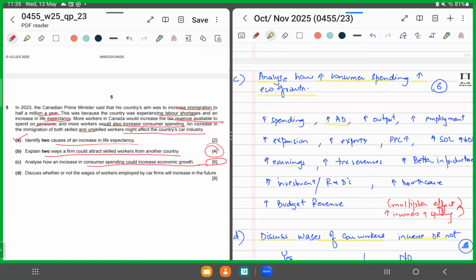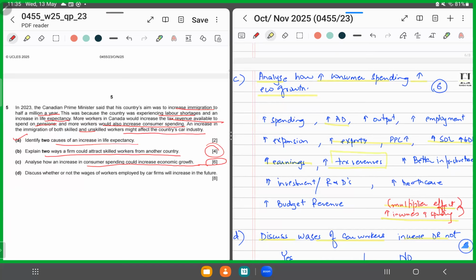The entire PPC, the productive potential of the economy, is going to expand. PPC is going to move outwards. Standard of living is going to rise. GDP per capita is going to rise. Earnings of people is going to rise. Furthermore, when people spend, it's going to have a multiplier effect on incomes and spending.